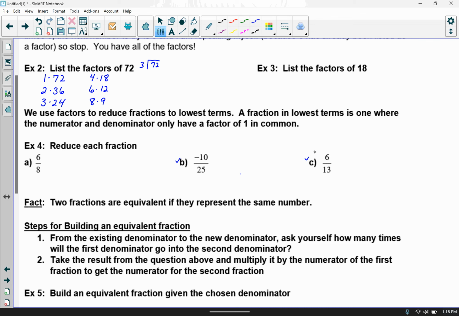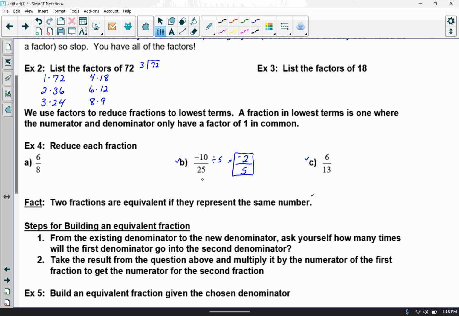So in letter B, I'm looking for a number that will divide evenly into 10 and 25, and hopefully you would agree here that 5 would go into both of these numbers. So I'm going to divide the top and the bottom by 5. Negative 10 divided by 5 would give me a negative 2. And 25 divided by 5 would give me 5. You'll be able to stop when the top and the bottom, your numerator and denominator, do not have anything else left in common. So 2 and 5, the only thing they have left in common is a 1. And so that is reduced terms for negative 10 over 25.